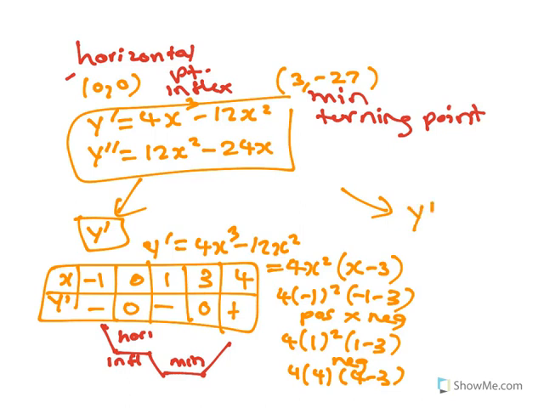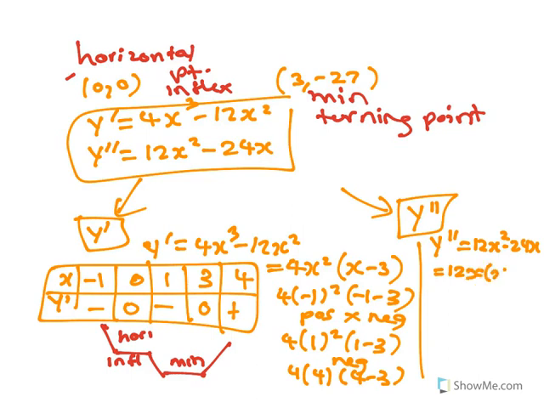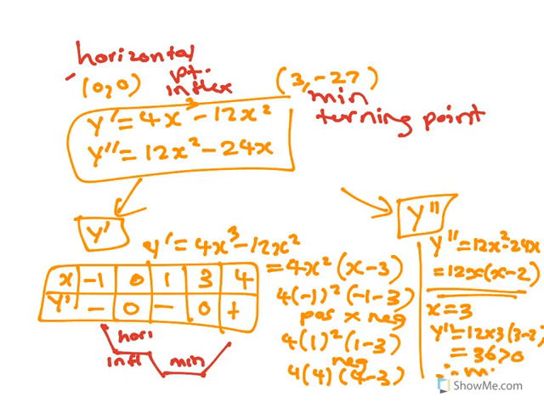So the other way that you can do this is using y double dash. So y double dash will equal 12x squared minus 24x. I like to take the 12x out, and what would that be? 12x times (x minus 2). Okay, so if we put in x equals 3, we get y double dash is 12 times 3, 3 minus 2, which would be a positive. So it's 36. Therefore, x equals 3 is a minimum. That's how you use the y double dash.